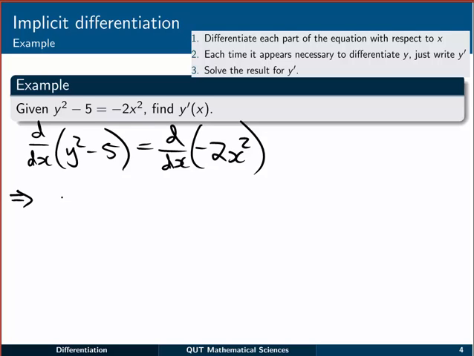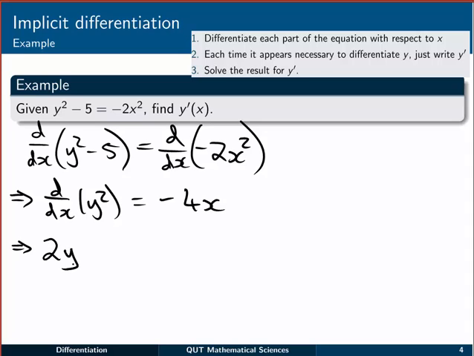So what we're going to have is the derivative of y squared with respect to x, not with respect to y, so we can't just write 2y. Over here on the right, we'll use our rules just to say that that's minus 4x. So what do we do with this one on the left side? Well, step 2 says each time it appears necessary to differentiate y, just write y dash. Well, yeah, that's true. So we're actually going to use a chain rule on this one. It's actually y squared, so the square function of the y function. So we're going to end up with 2 times y times the derivative of y by applying the chain rule. And that's still equal to minus 4x.